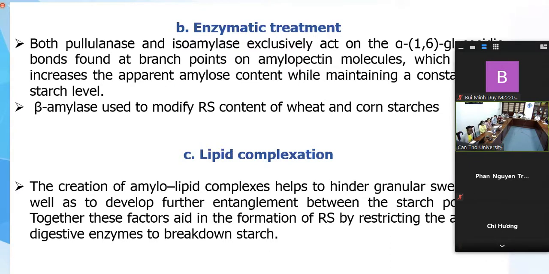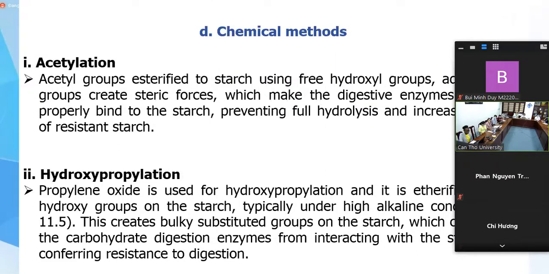The other approach is lipid complexation, where the creation of amylolipid complexes helps to hinder granular swelling as well as develop further entanglement between starch polymers. Together, these factors aid in the formation of resistant starch by restricting the ability of digestive enzymes to break down starch.